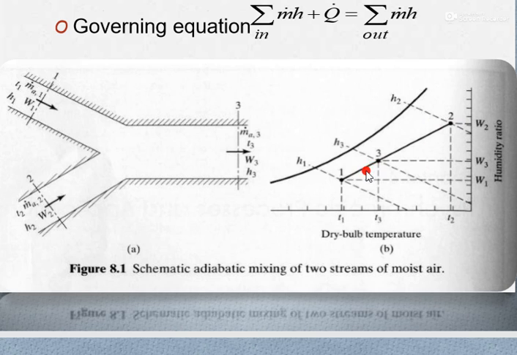Both are being mixed. So obviously the air stream which has higher temperature will cool down after mixing, and the air stream which has lower temperature will gain heat and it will be heated up. So finally what we will get? We will get the air stream which has intermediate temperature and intermediate humidity at point number 3. So in this way it will give you the adiabatic mixing of two air streams.